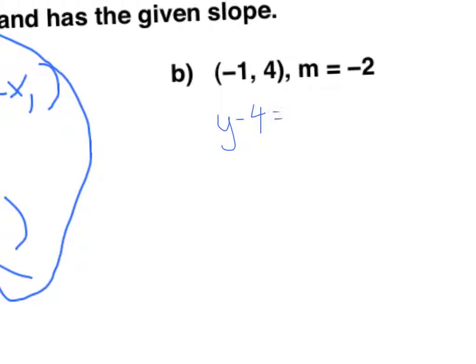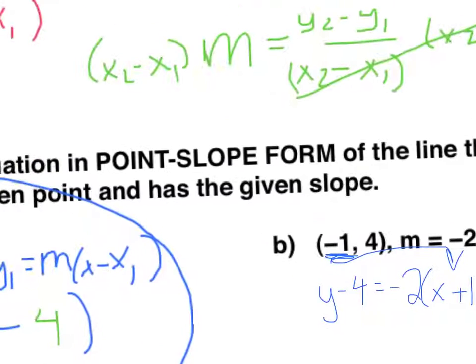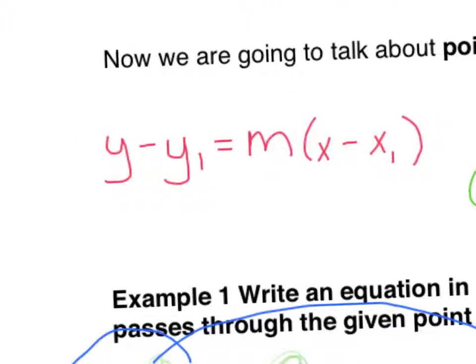y minus 4 equals -2 times the quantity x plus 1. And again, remember it's plus 1 because this was a negative, so it's the opposite of what I think when I plug it in. And again, guys, don't look to distribute or do anything else here because this is what our answers need to look like. We talked about this up above, that in point slope form, the answers need to look like this. So when I get my answer in point slope form, I'm done.